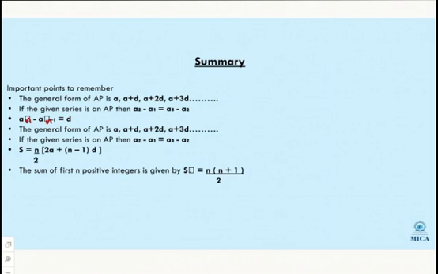To find the sum of n terms, we put the formula Sn is equal to n by 2 into 2a plus n minus 1 into d. The sum of first n positive integers is given by Sn is equal to n into n plus 1 by 2.